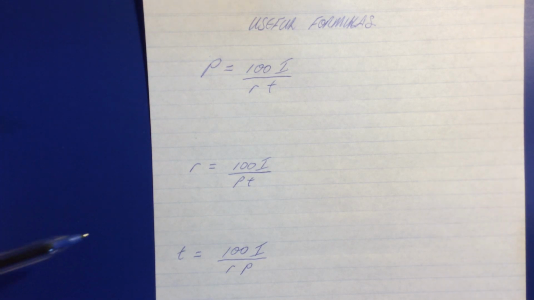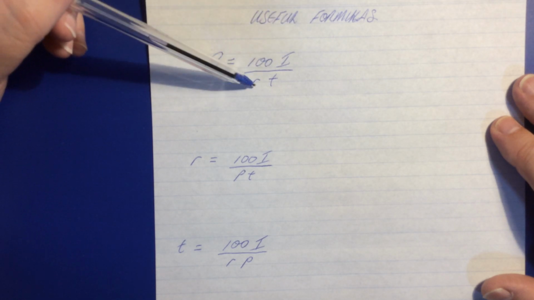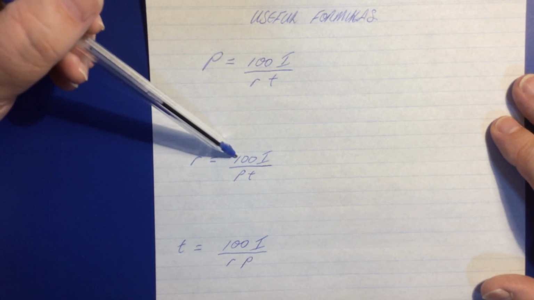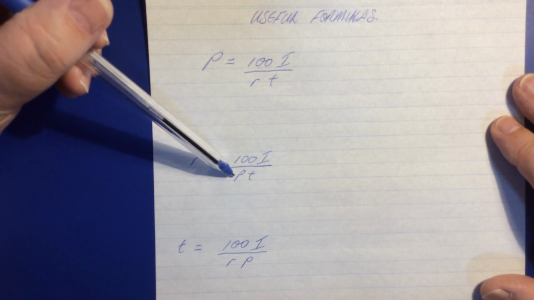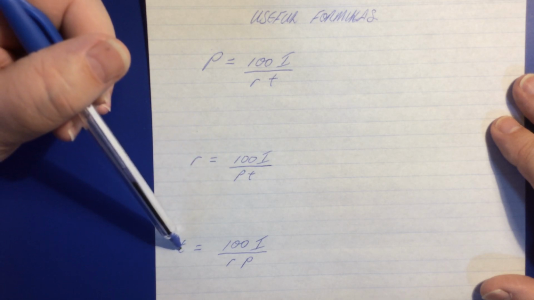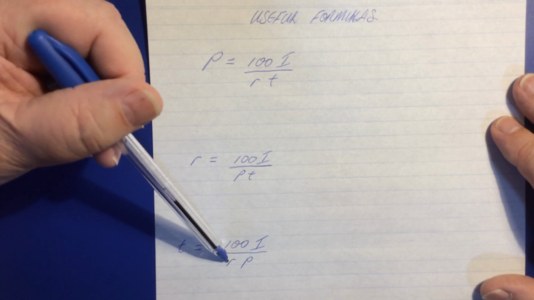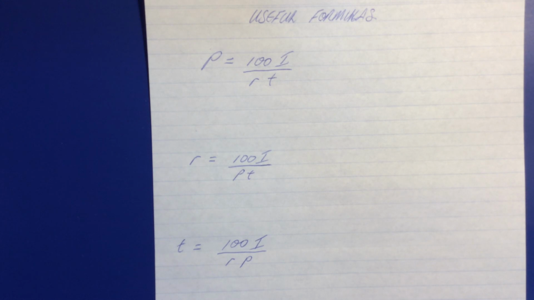These are worth noting down. If you're not comfortable manipulating formulas, these are worth noting down. So I'll just go through these quickly. The principal is equal to 100 times the interest divided by the rate times the time. The rate is equal to 100 times the interest. There's a theme here. Divided by the principal times the time. And the time is equal to 100 times the interest divided by the rate times the principal. Let's put one of these into action at least.